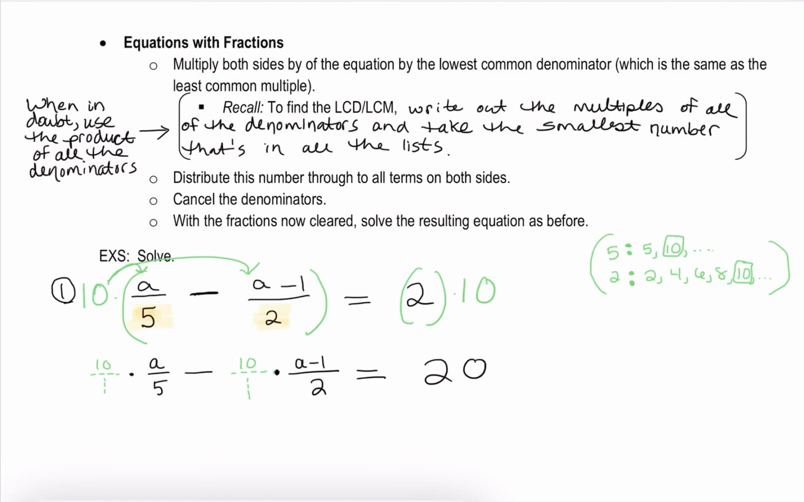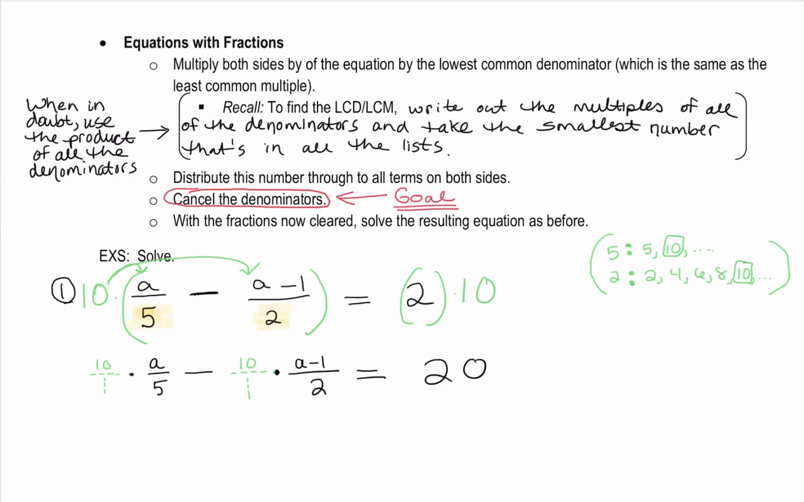Now that we've done that, the third step is to cancel or reduce the denominators. Okay, this has really been our goal all along. So the idea is we want to get rid of the denominators. So getting rid of them is kind of our big goal here. And so that's why we're multiplying by the lowest common multiple or least common denominator.